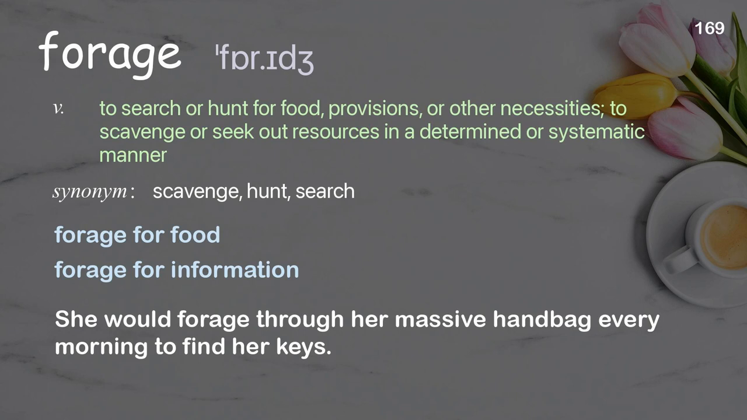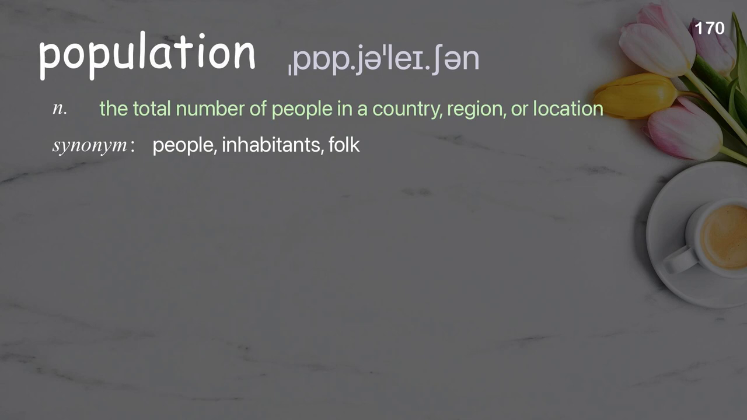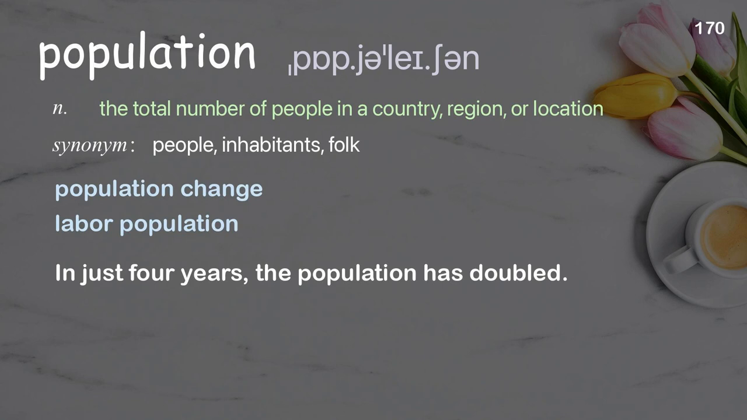Population. The total number of people in a country, region, or location. Examples: population change, labor population. In just 4 years, the population has doubled.